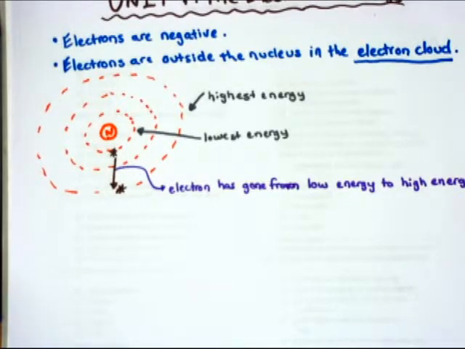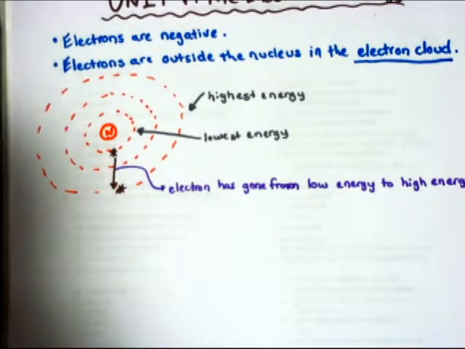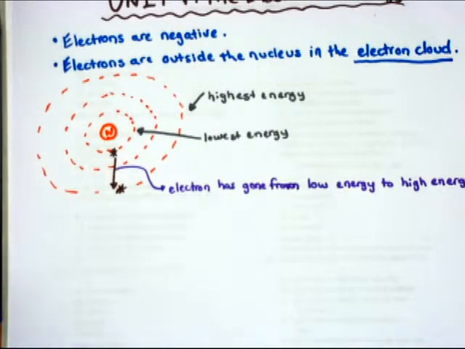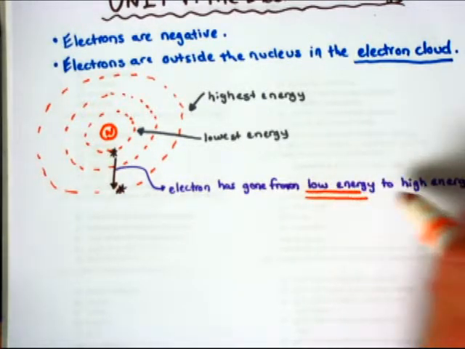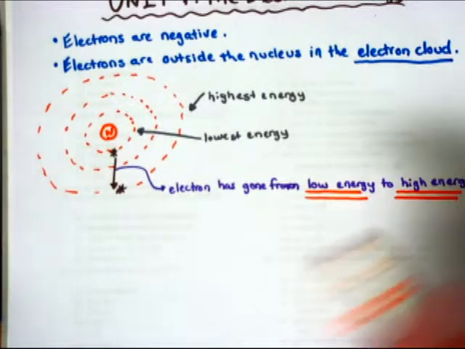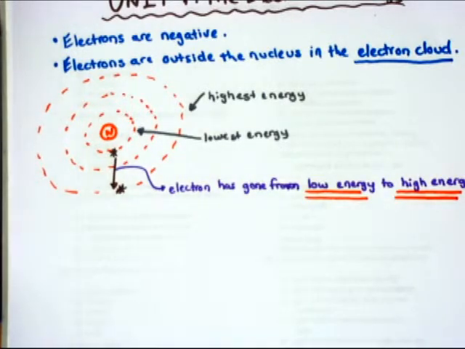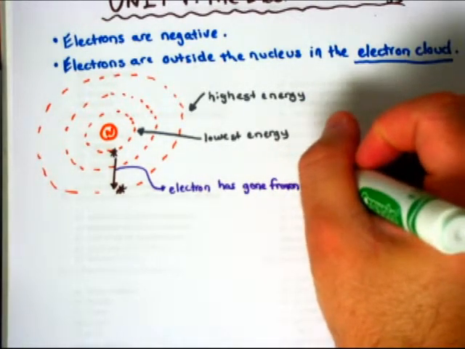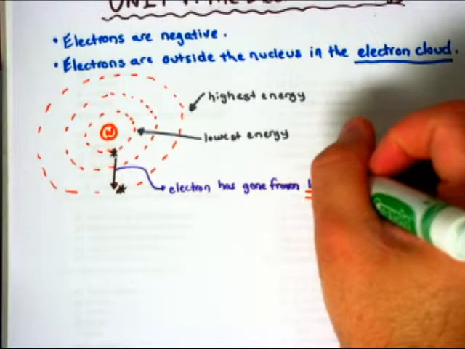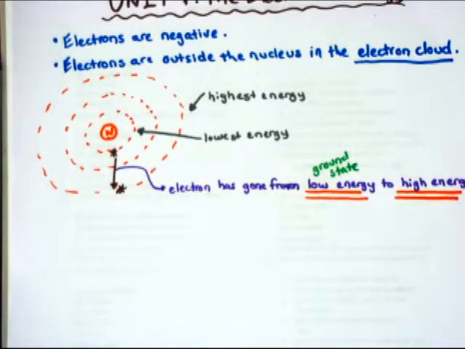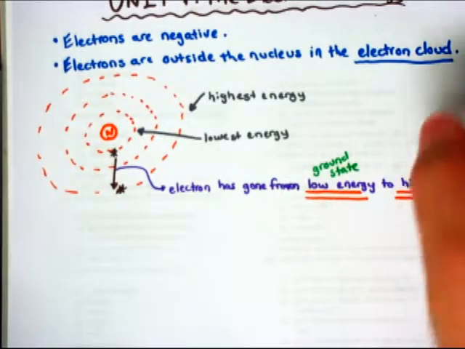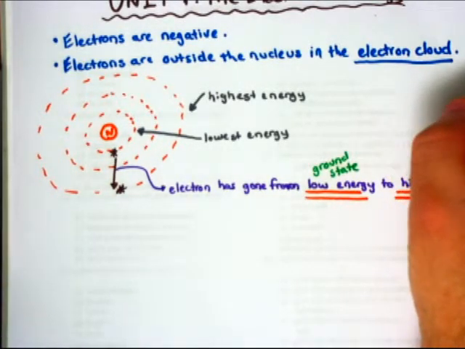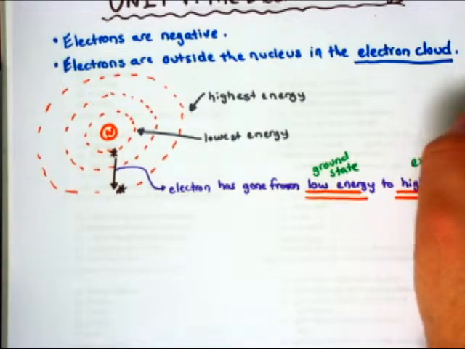Now the term low energy versus high energy I think is a little simple, so I want to elevate the vocabulary a little bit. Instead of saying low energy, I'm going to throw in a new term, and instead of saying high energy, I'm going to throw in a new term. So instead of low energy, I want to say that this is maybe like the normal level. We're going to call it the ground state. So this electron has gone from the ground state, the lower energy level, to a higher energy level, and let's call that the excited state.